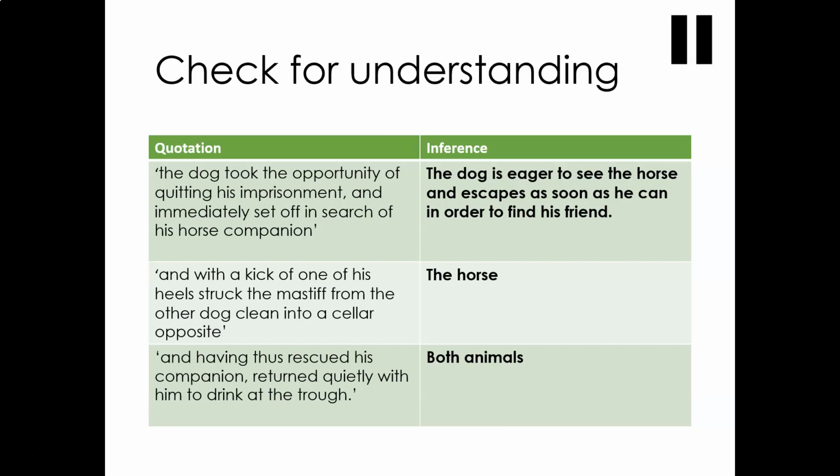I had written for number 2 that the horse is protective of the dog and kicks another dog to rescue him. And for number 3, I had written that both animals appear to be happy in and enjoy each other's company. Hopefully you've written something similar to that, although you may have used slightly different wording, that's okay. Please make sure each of the 3 inference boxes are written in full sentences, start with a capital letter and end with a full stop.